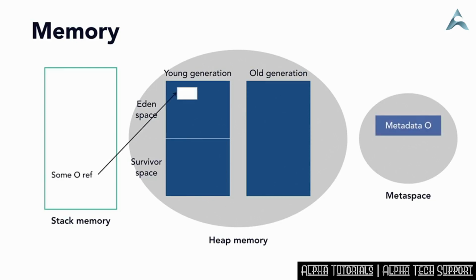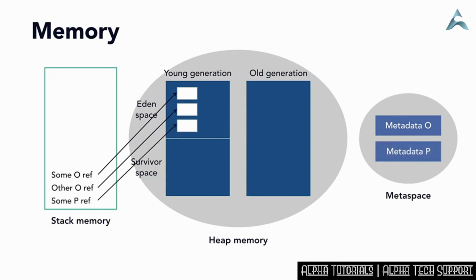So we're having some object of type O, and we're having a reference to this in our Eden space, which means that we'll also have the metadata of O in our meta space. Then, when we have another object of O, nothing needs to happen in the meta space because we do have the metadata of O already. But when we get an object of type P, we do need the metadata of type P as well.